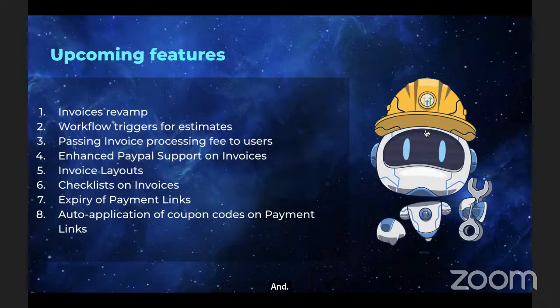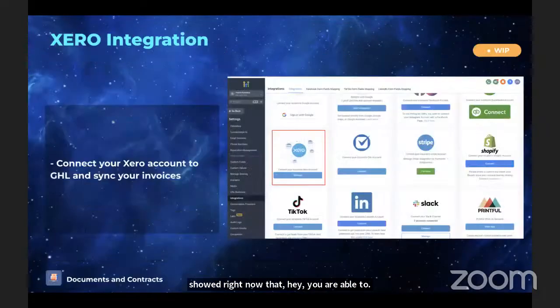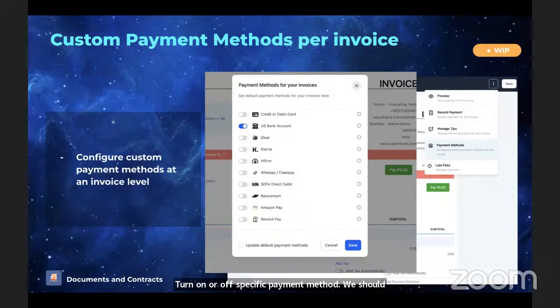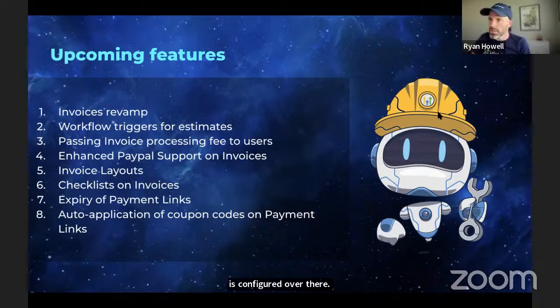That would be perfect. Yep, and I think we have cash on delivery as of today in the payment integrations. We just need to extend that over payment links or invoices, for example. It works today on order forms and online stores only, but I think that makes sense. We'll probably, on the screen that Harshit showed right now, where you are able to turn on or off specific payment methods, just include cash on delivery or any other manual payment method that is configured over there. Correct. Perfect. Awesome.